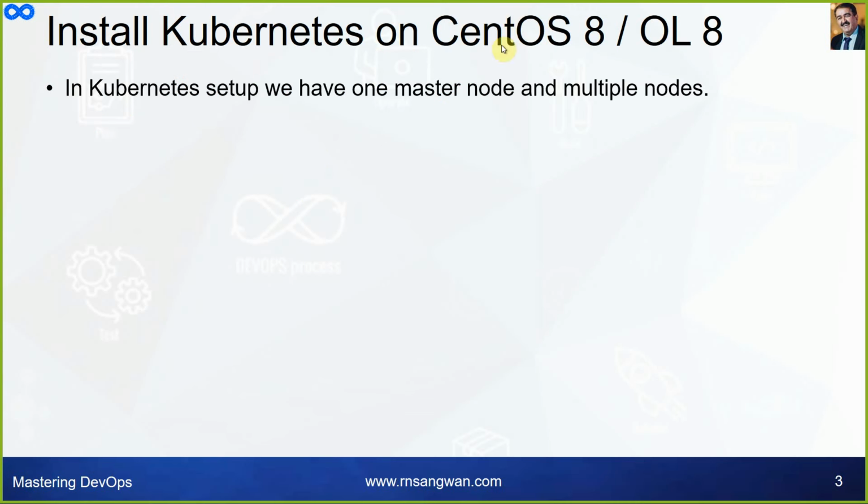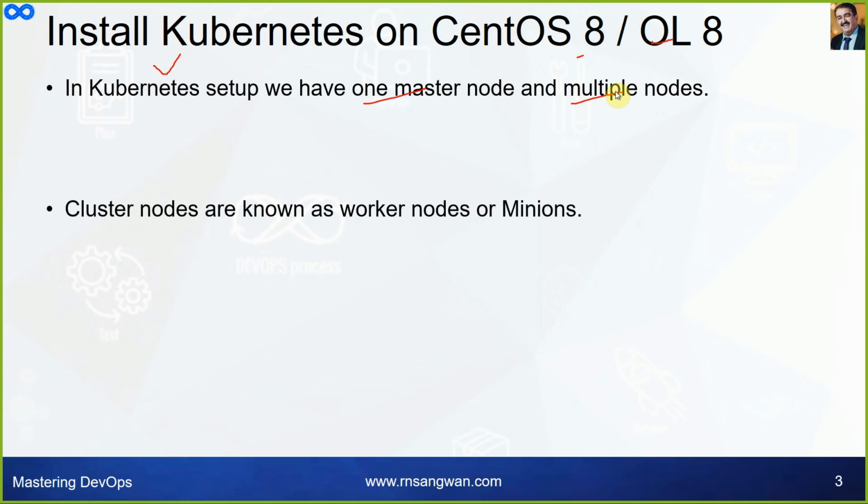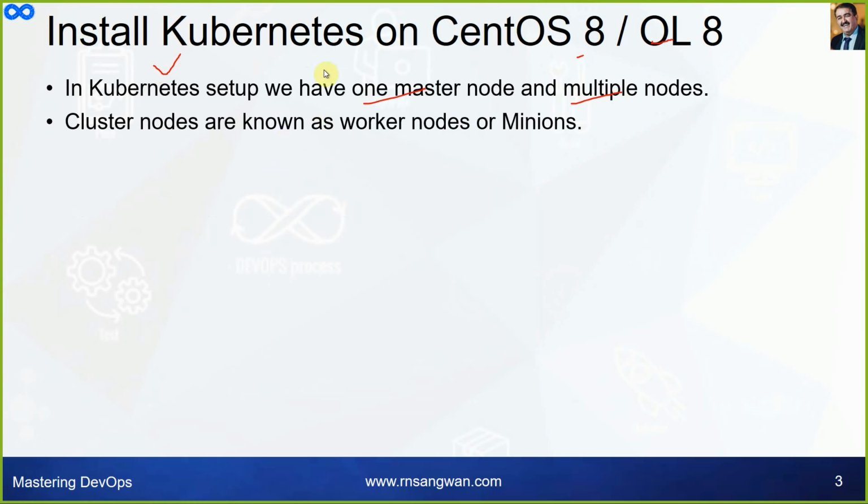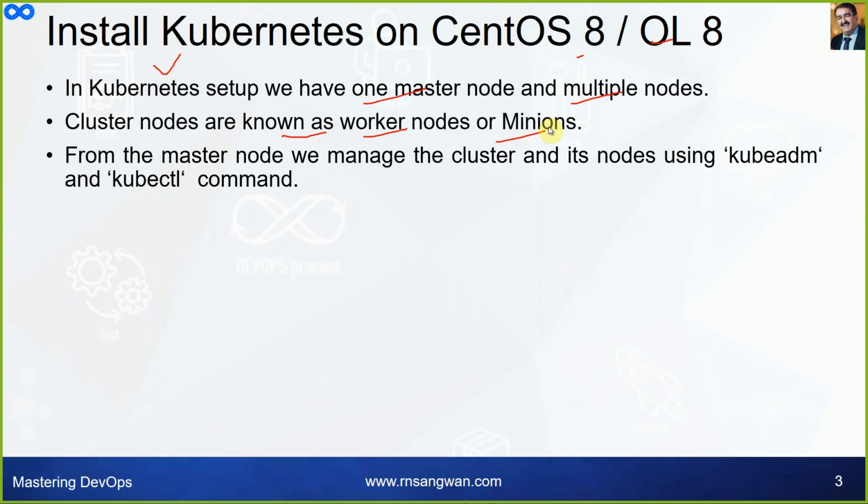Installing Kubernetes on CentOS 8 or Oracle Linux 8. In a Kubernetes setup, we have one master and multiple worker nodes. The cluster nodes are also known as worker nodes or minions. From the master node, we manage the cluster and its nodes using the kubeadm and kubectl commands. And you will be using kubectl for the remaining 2 days.